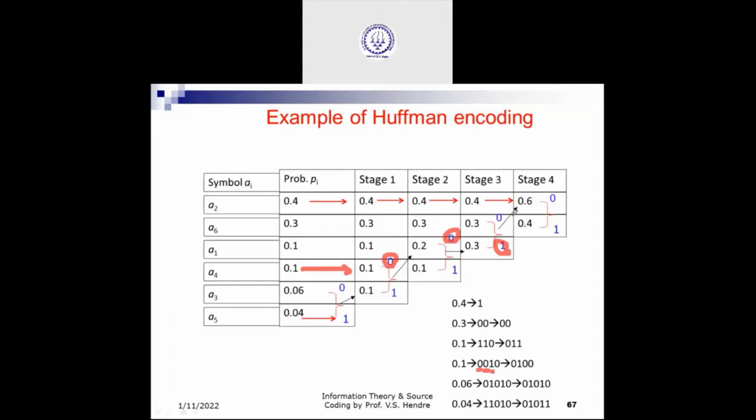This has been combined and carried forward to 0.6. Here I got binary 0. So this is 0, and in the reverse order it will be 0 1 0 0. So 0 1 0 0 will be the final code for 0.1. I hope the things are clear.